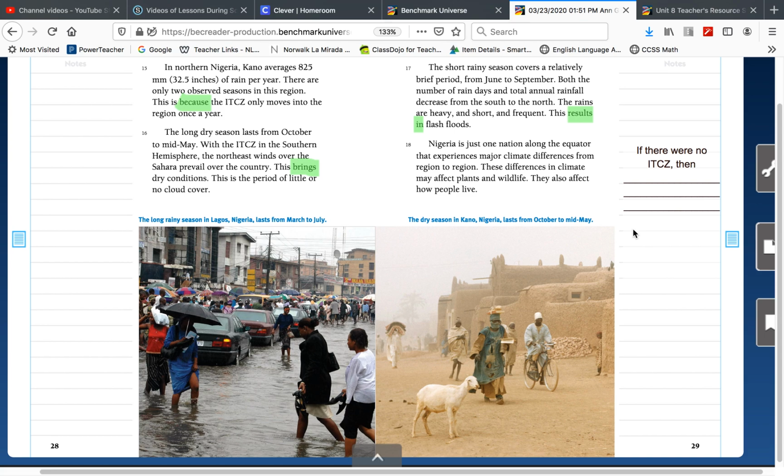And paragraph 18. The ITCZ causes things to happen in Nigerian weather and climate. So if there was no ITCZ, then what would happen in Nigeria? Do your best to make inferences about what would happen if there were no ITCZ. That is your reading lesson for today.